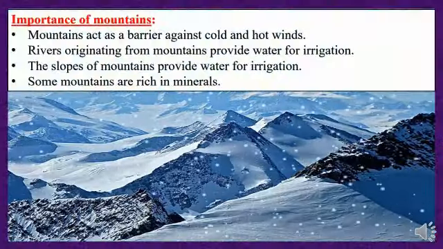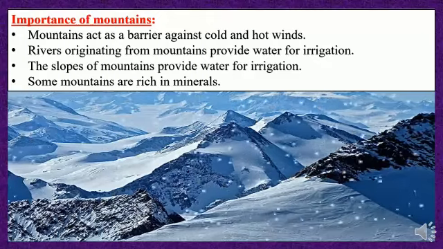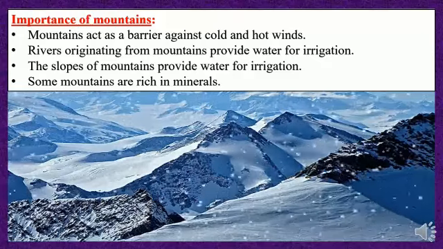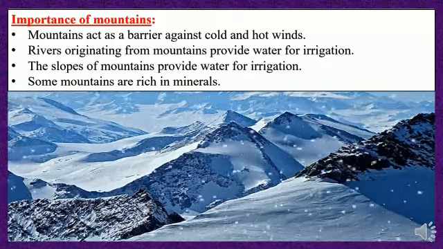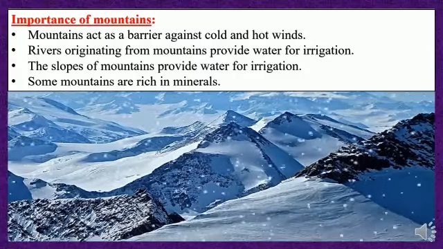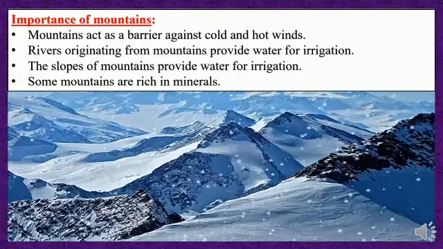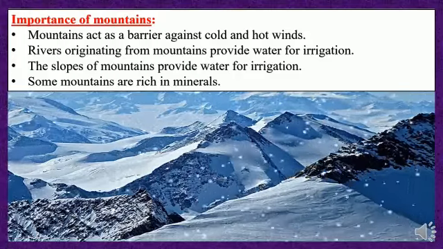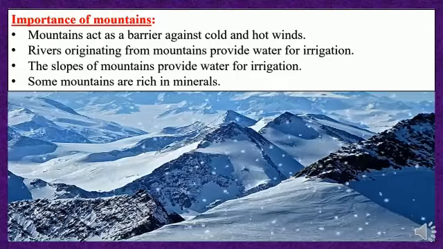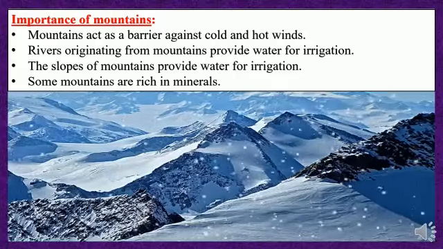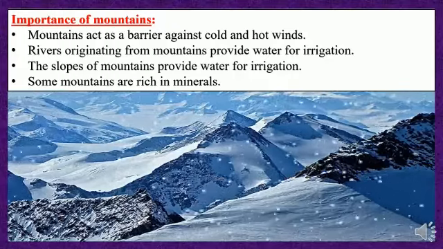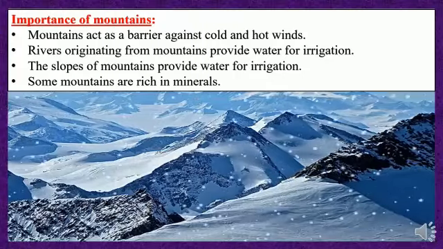Now, what is the importance of mountains? Mountains act as a barrier against cold and hot winds. You remember we have learned this about the Himalayan mountains in grade 4. Rivers originating from mountains provide water for irrigation. Do you remember the meaning of irrigation? Irrigation means watering the crops. The slopes of mountains provide water for irrigation. Some mountains are rich in mineral sources.